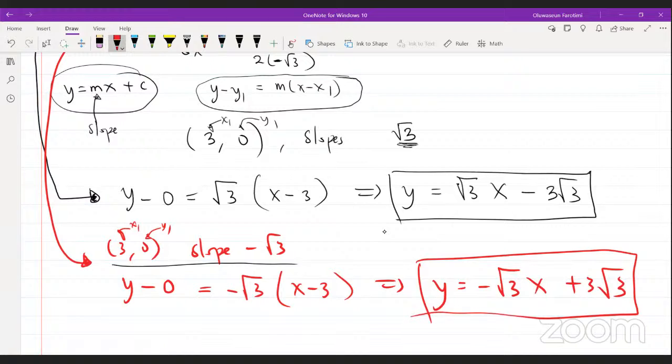Those are the equations we need to generate. Make sense? You see how we did it from the idea that I need to know the dy/dx. Once I know the dy/dx, I'm going to find my slope. Once I get the slope, then I can talk about the equations. Make sense, guys?